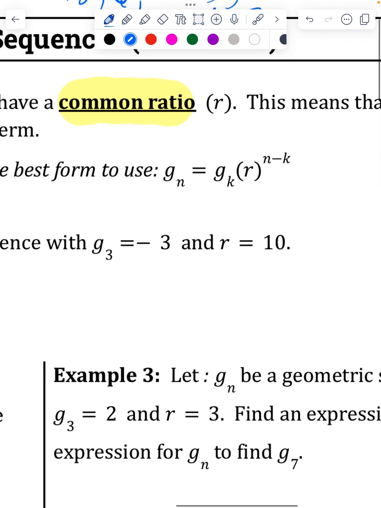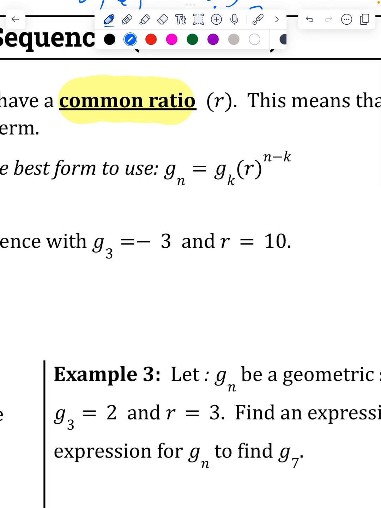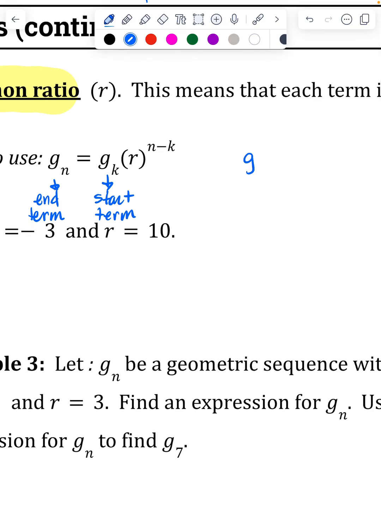So let's take a look at this general form. The more you can get a handle on what these pieces mean, the easier it will be for you to get what you're doing. Think of this as your ending term where you're trying to get to. Think of this as the term that you're starting with. You're going to start here and you're trying to get to some G sub n term down the road. Well, to get there, you're going to be multiplying by R, by R, by R repeatedly. And that's why R times itself, and so on ends up with a power.